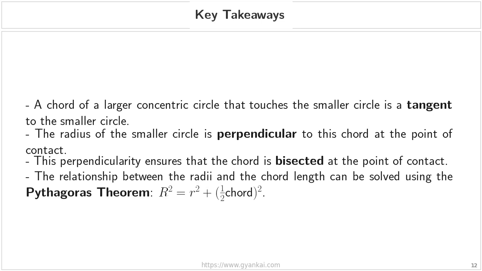Finally, if you are faced with a numerical problem, remember that these elements form a right-angled triangle. This allows us to use the Pythagoras theorem to find any missing length. The relationship can be expressed as R² equals r² plus the quantity, 1/2 of the chord, all squared. If you can master this formula, you can solve almost any problem involving these concentric configurations.